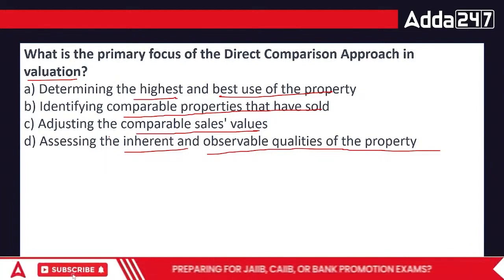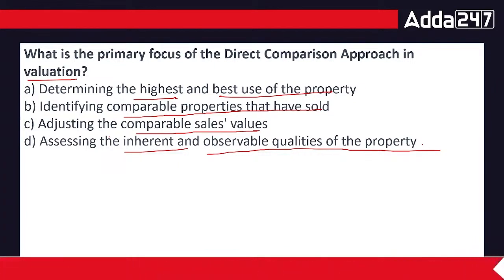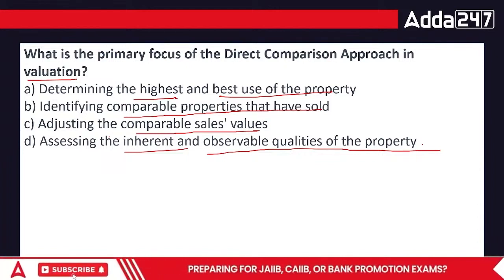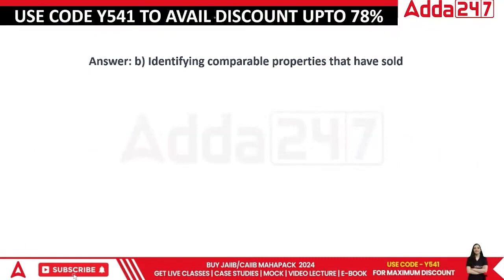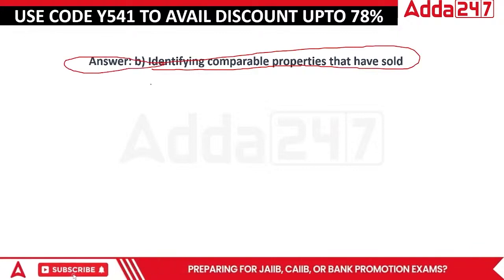Chaliye, let's try and find it out. The primary area is, as I told you, when we talk about the rate comparison approach, we would always try to find out the properties which are similar to ours and how they are sold. For example, if I look at any of my neighbors, what kind of properties they constructed and how are they living in that particular property. That is what we'll be covering in this area, right?